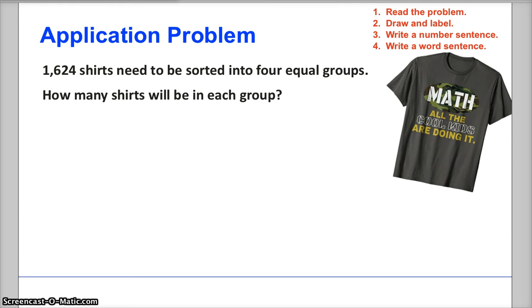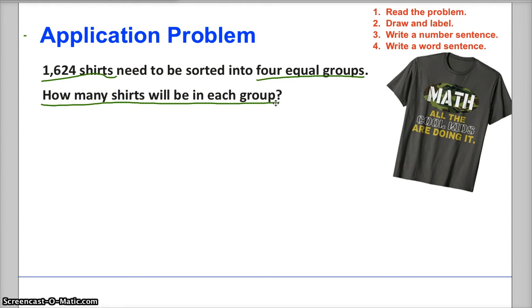Okay, we're going to start with an application problem, and like always, we use the RDWW: read the problem, draw and label, write a number sentence, and write a word sentence. So our application problem today says 1,624 shirts need to be sorted into 4 equal groups. So I need to know this, and I need to know that I'm going to have 4 equal groups.